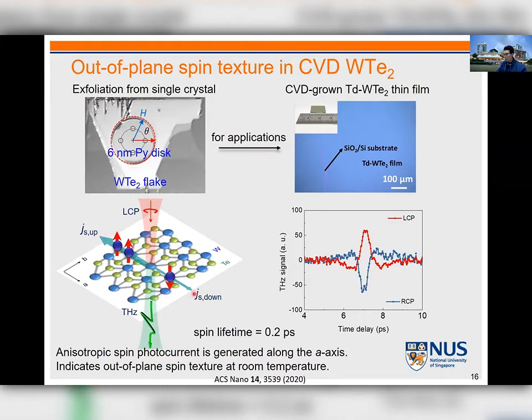So we were able to identify basically the out-of-plane spin texture at room temperature in this material when we have the photocurrent along the a direction. Because this material is very anisotropic, when we flow the current only along the a direction, we will have a symmetry breaking, which can generate out-of-plane spin texture.